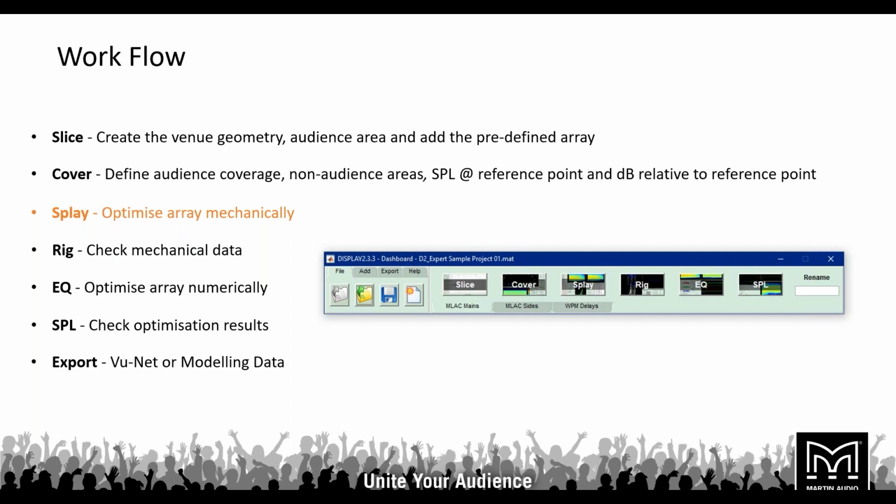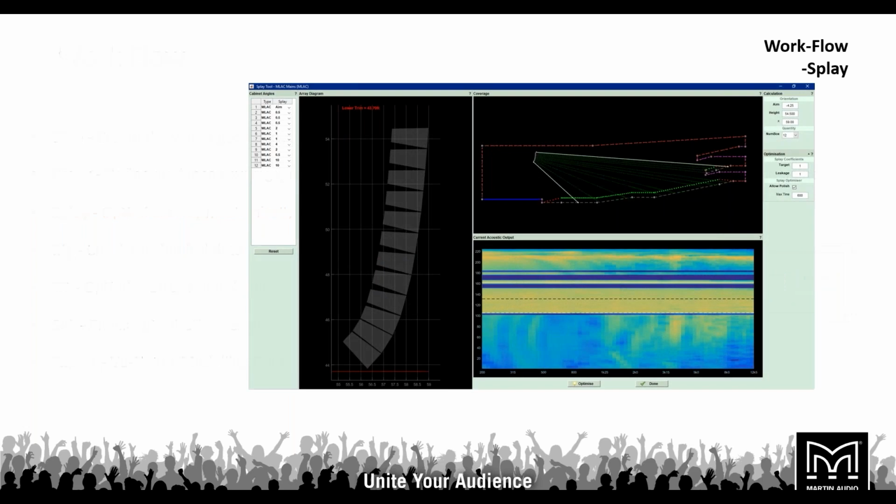So the first step in optimization is our splay tab. We're going to optimize our array mechanically. This is what it looks like.